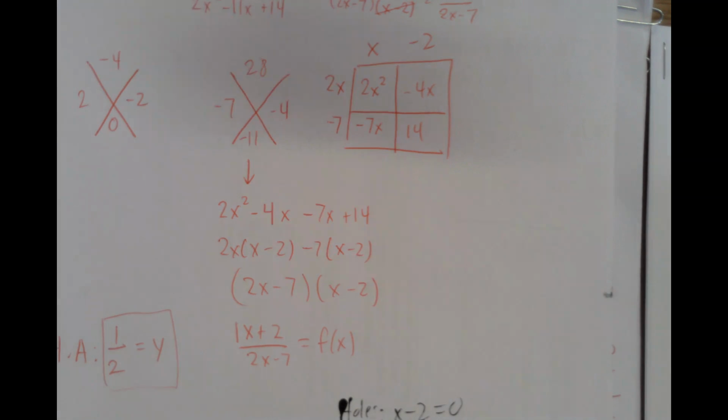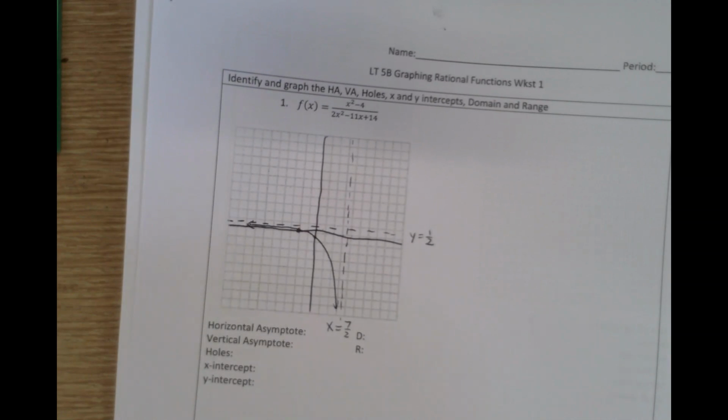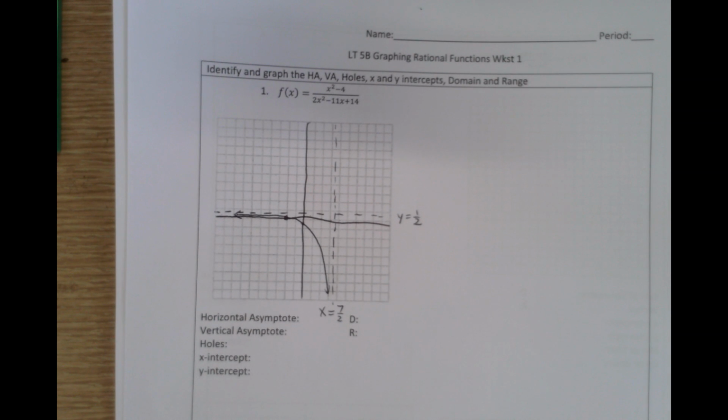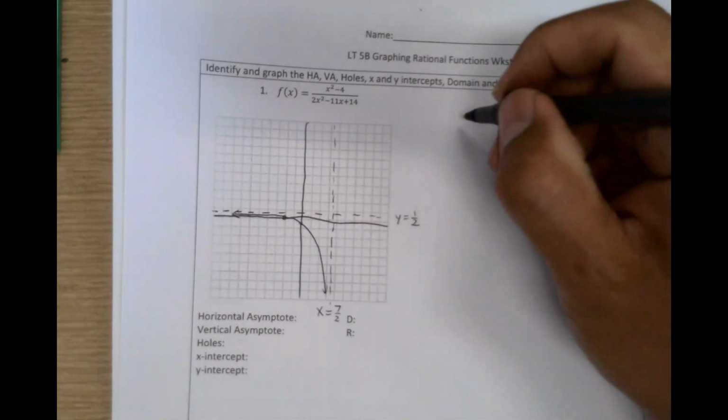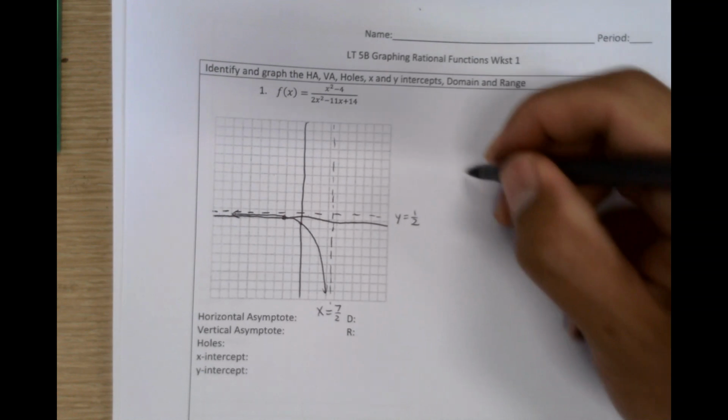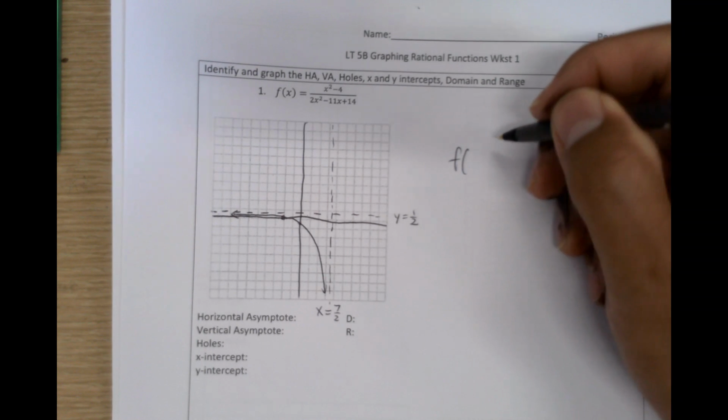Since my vertical asymptote is x equals 7/2, I can plug in 4 and then see what I get in my equation. So I'm going to plug in 4 into my simplified equation. You can see that I sketched this already. So what I did is I sketched my graph, and now I'm going to plug in some points. I'm just going to plug in 1 point and then sketch the rest.